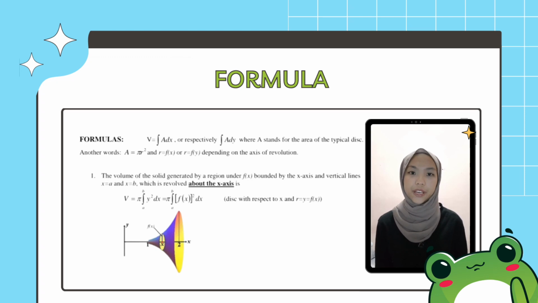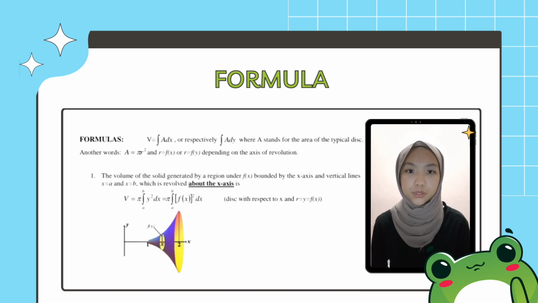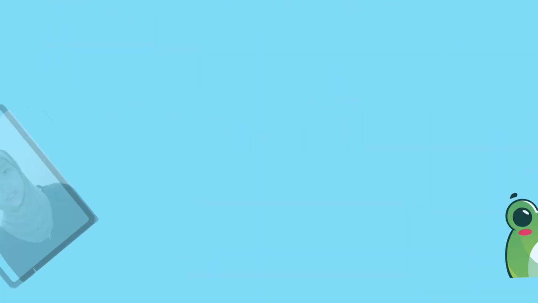Next, I'm going to explain a few formulas that I will be using in integration to find volume. The first one is the formula for finding the volume about the x-axis. The formula is V equals pi integrate with the limits b and a of y squared dx, equal to pi integrate with the limits b and a of f of x, with the closing bracket to the power 2, dx.